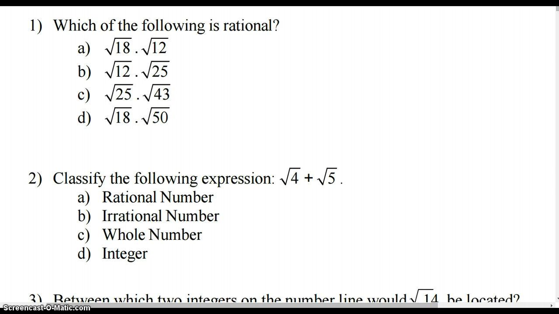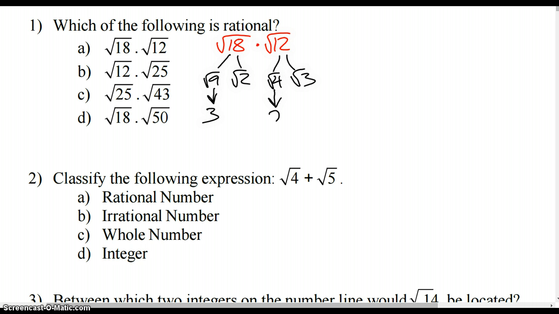Now, if you don't have a calculator, there's another way to do this. So for instance, let's look at A, square root of 18 times the square root of 12. Alright, we can break this down into, well, we can simplify it. So I know that this breaks down into 9 times 2, or the square root of 9 times the square root of 2. And I know the square root of 9 is 3. Alright, and 12, I can break down into the square root of 4 and the square root of 3. Okay, and we know the square root of 4 is 2.